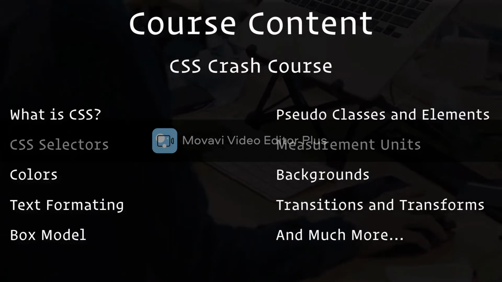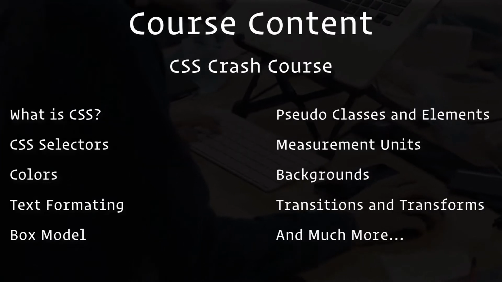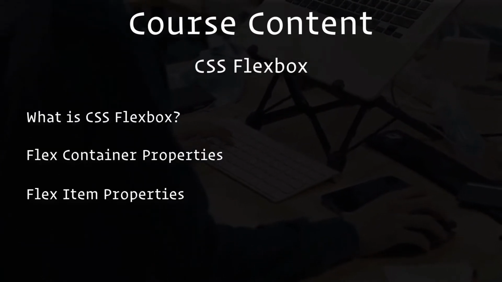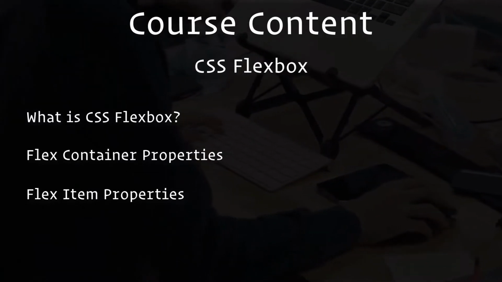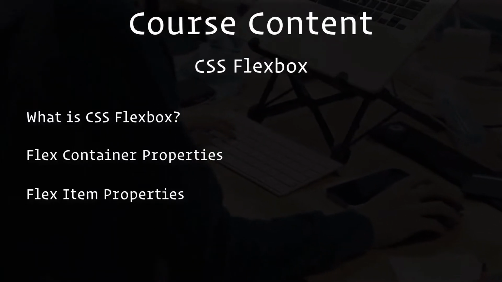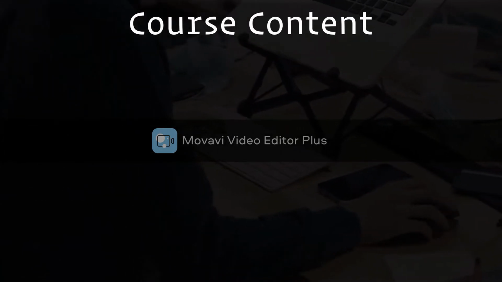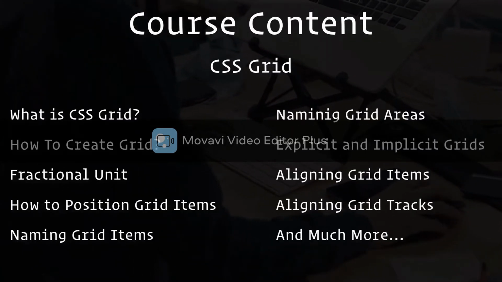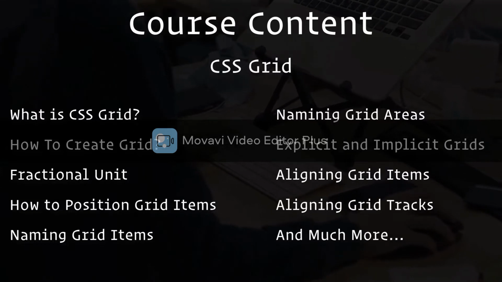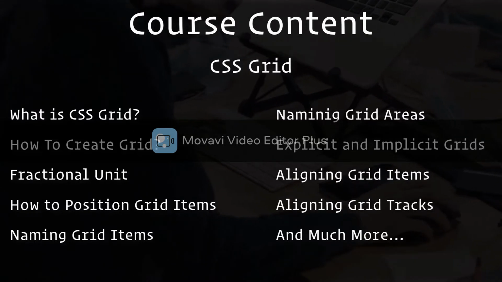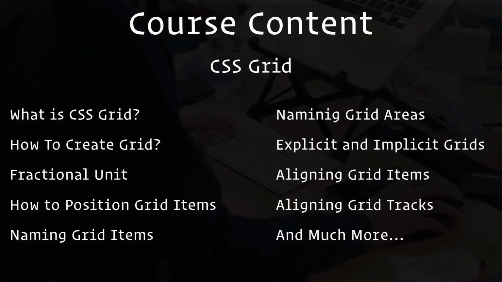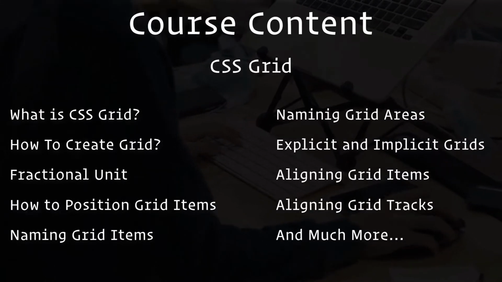Once we are done with the CSS crash course, we will move on to CSS Flexbox, which is a one-dimensional layout module, and it allows us to manage the alignment of elements on the page. Next comes CSS Grid, which, like the Flexbox, is used to create the layout of the page, but unlike the Flexbox, it is a two-dimensional layout module.